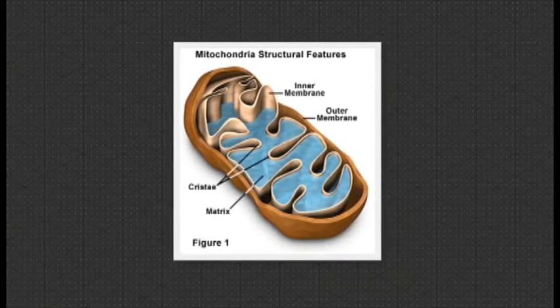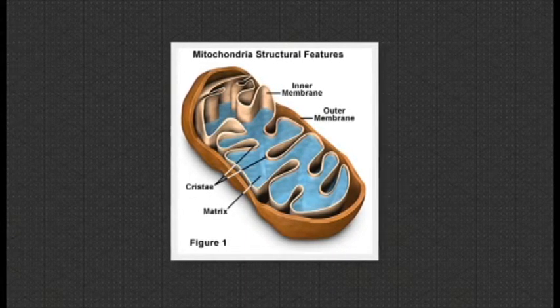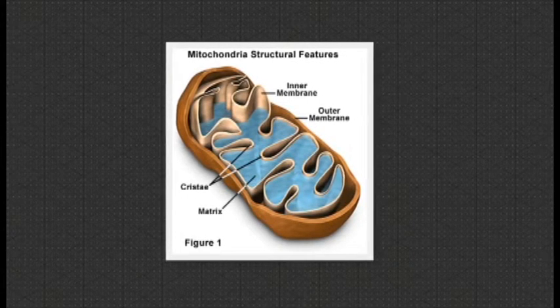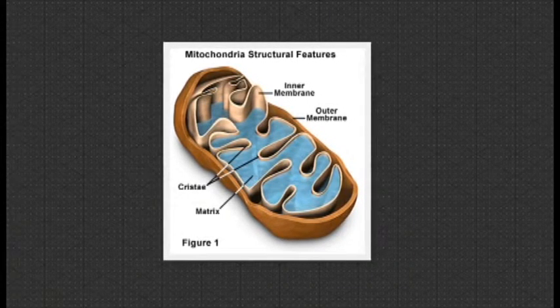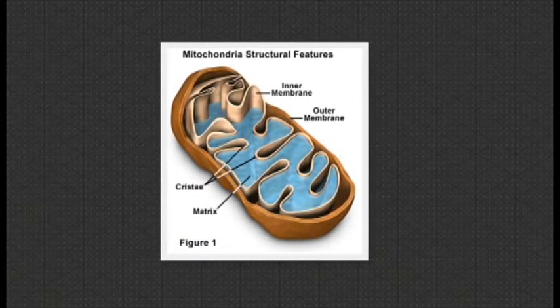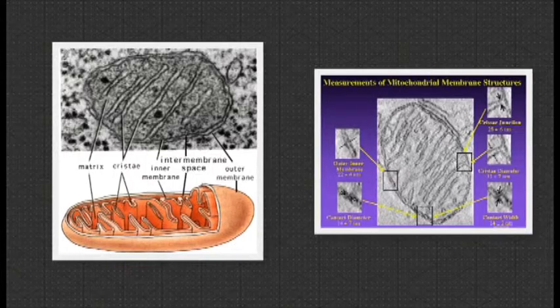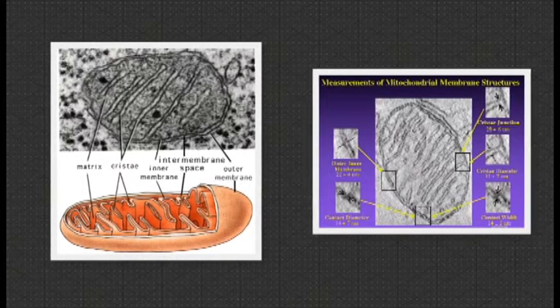This is a great example of what the structure of a mitochondrion would look like inside of a cell, and is pretty exemplary of what you could expect to see under a microscope. In both of these pictures, you can see what a mitochondrion looks like under a microscope.